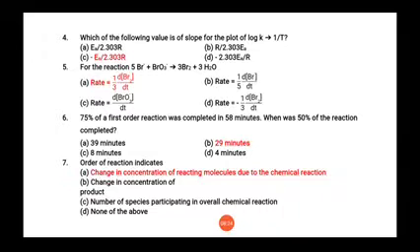Rate is equal to 1 upon 3 dBr2 by dt. Second option, rate is equal to 1 upon 5 dBr upon dt. Third option, C, rate is equal to dBrO3 upon dt. And fourth option, rate is equal to minus 1 upon 3 dBr2 by dt.